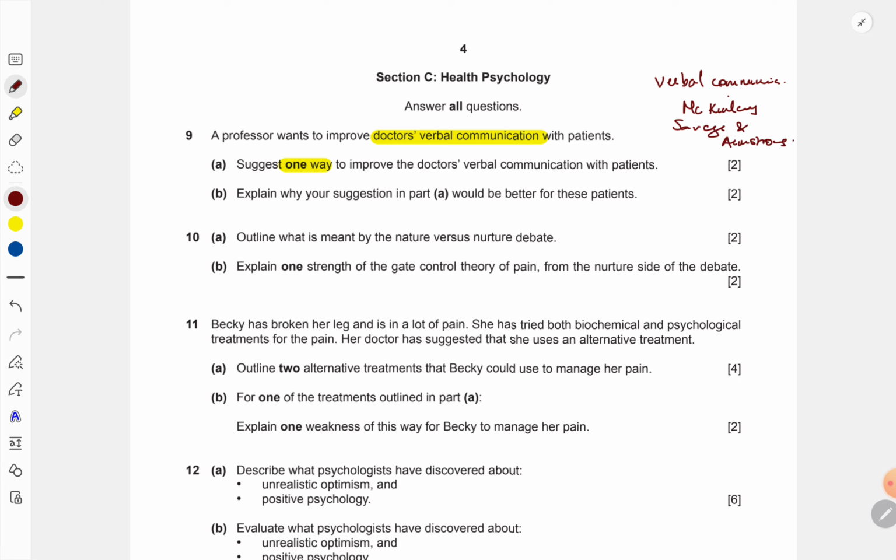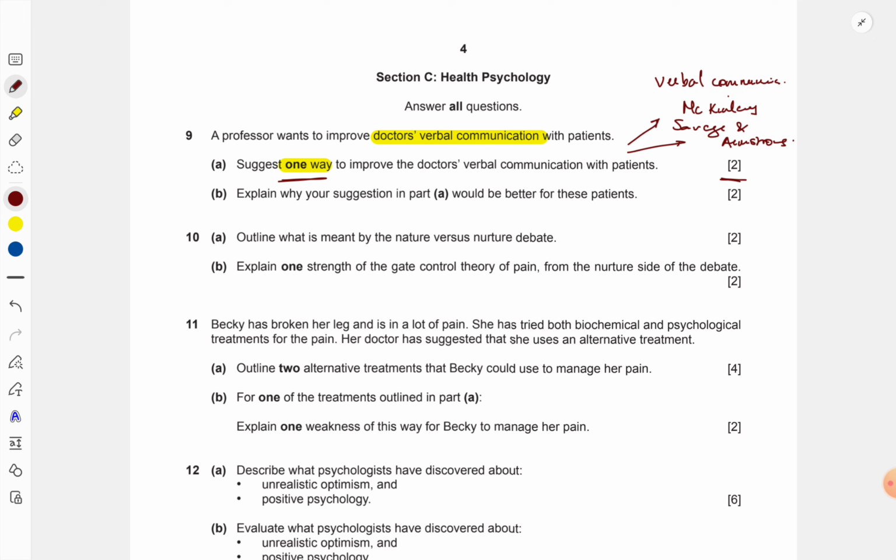Now, when it comes to a 2-marker answer and one way has been asked for, definitely we'll be able to take one way from either one of the studies. So it's up to you which one you want to take. If you take the McKinley study, you will have to suggest something on the lines of being more clear and more instructive with patients. And if you take Savage and Armstrong, then you will have to explain something about using a directive style as against a sharing style. So whichever study you know better, you can quote a result from them.